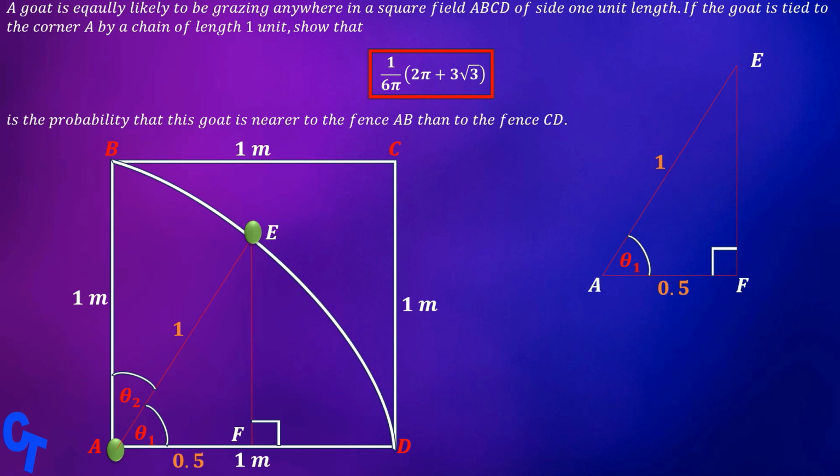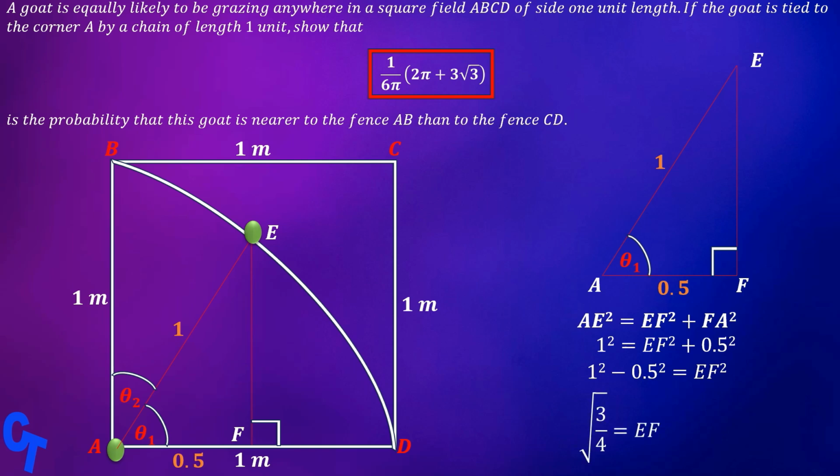Now let's find the length of EF. To find the length of EF, we're going to use Pythagoras theorem. By Pythagoras theorem, AE squared equals EF squared plus FA squared. For AE we have 1, for FA we have 0.5, and we're going to square. Now let's move 0.5 squared to the other side. Then it's a matter of taking the square root on both sides, and if we do that, we find that EF is √3 over 2. Don't write this as a decimal, you need the exact answer.